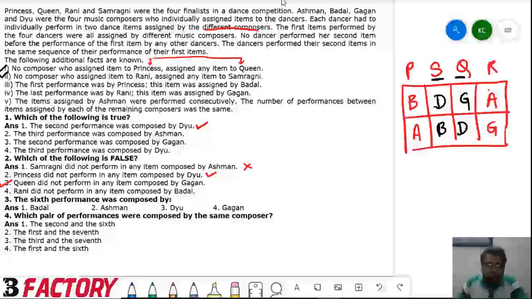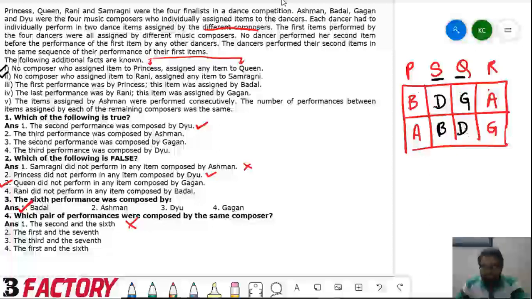Rani did not perform to any item composed by Badal. So that is true. So answer of this one is 3. Sixth performance was composed by, sixth was B, which is Badal. So Badal. Which pair of performance were composed by same composers? Okay, so we can see second and sixth, second and seventh is same. So this is not correct.